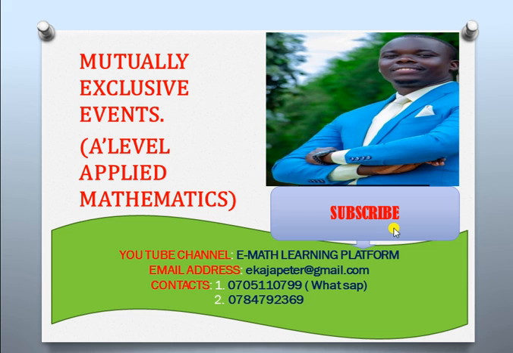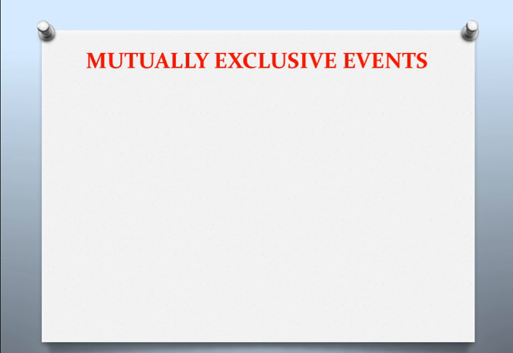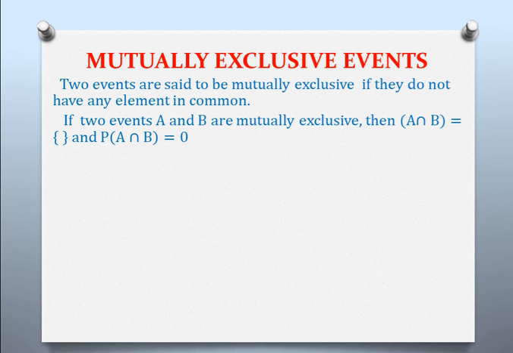Now, for now, let's go direct and look at mutually exclusive events. What do we mean by mutually exclusive events? In this case, we are going to look at a situation where if we have two events, they actually have no element in common.